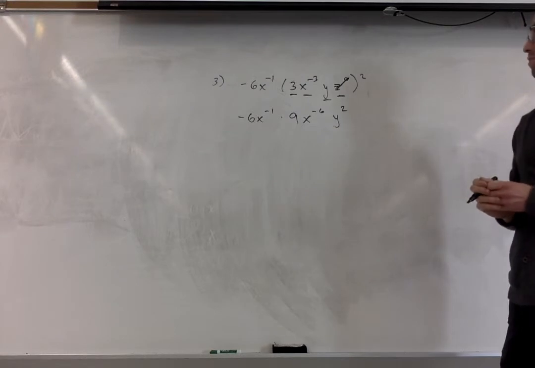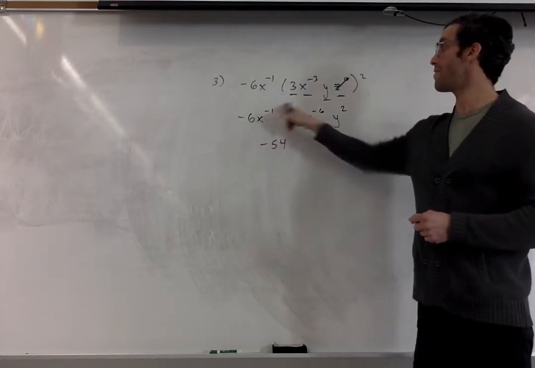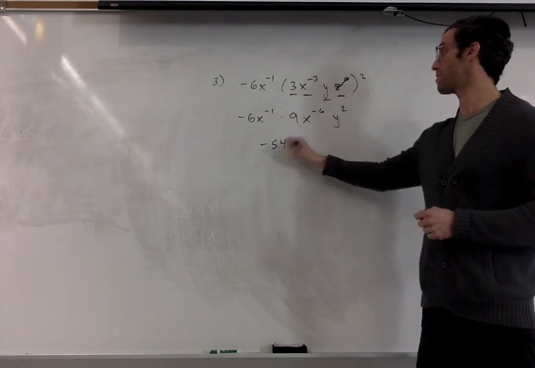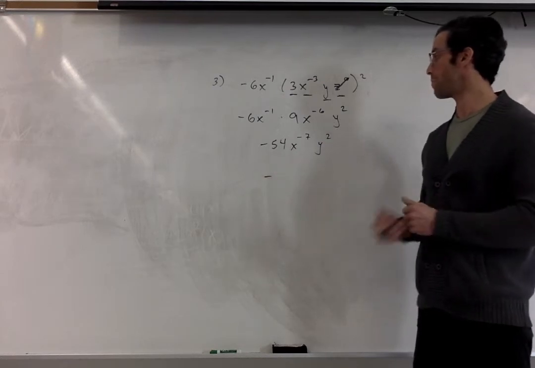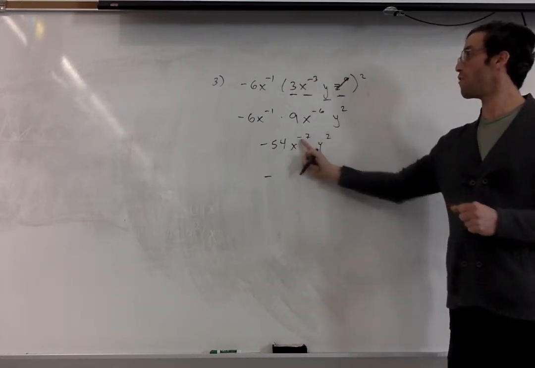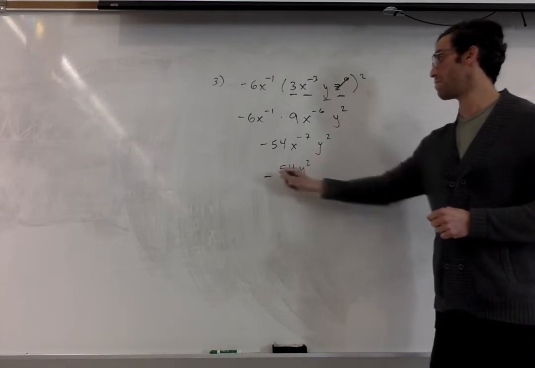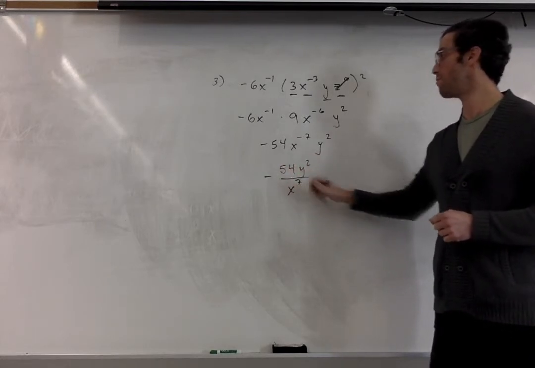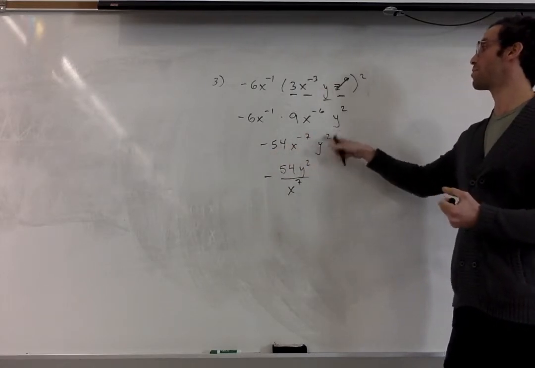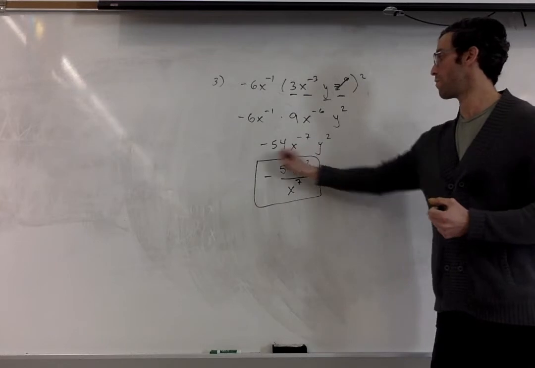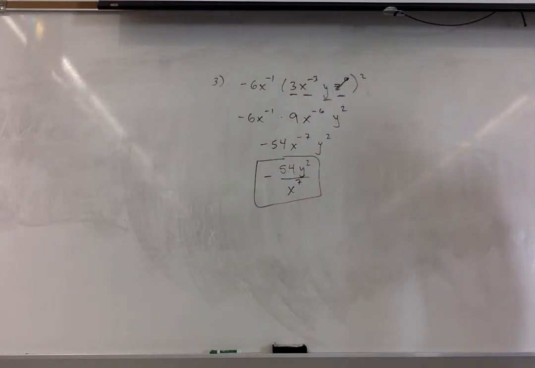Now, we don't have that much more work to do. Negative 6 times 9 is negative 54. Here we're going to add the exponents. Negative 1 plus negative 6 is negative 7. Y squared. Can't leave negative exponents in the answer. So this is really 1 over x to the 7th. So that's just going to drop down to the bottom of the fraction. Right, we really have negative 54 times 1 over x to the 7th times y squared. So we end up with this answer. All right? Next problem.